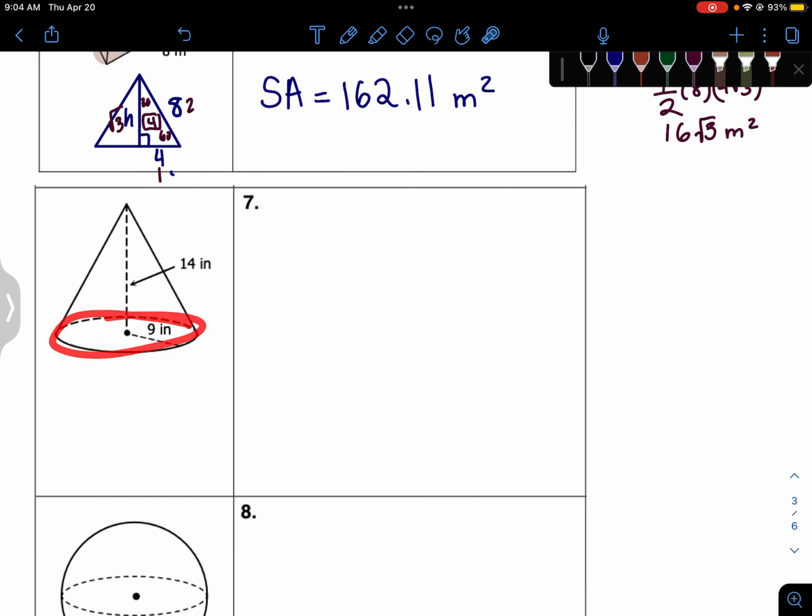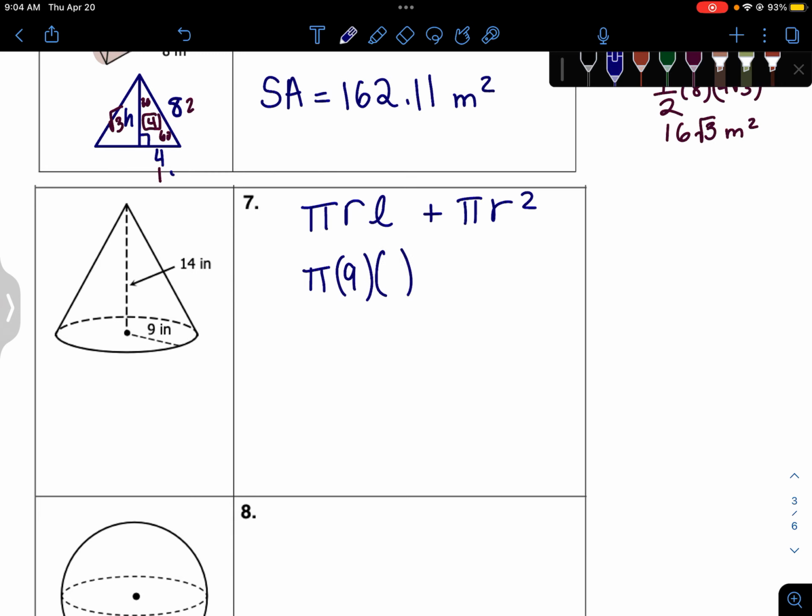Now, with our circle solids, they have their own special formulas. And so to find the surface area of a cone, we do pi r L plus pi r squared. Pi, our radius is 9. Our slant height we don't know, plus pi 9 squared. And so this right triangle is going to help us find our slant height.